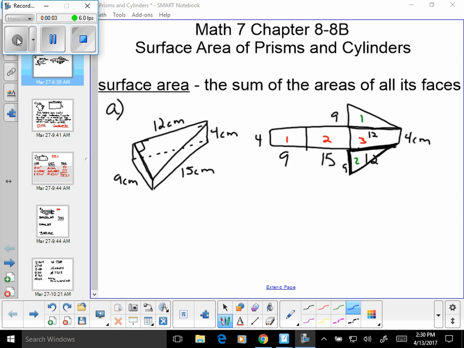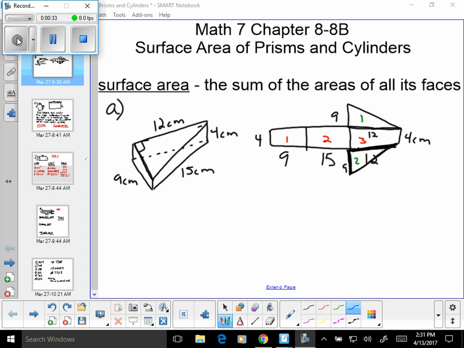Hello again, class. This is the lesson for Chapter 8.8b, which is on the surface area of prisms and cylinders. The surface area refers to the sum of the areas of all of its faces. Now, you have to remember that the word SUM means that you have to add up all the areas of all the faces. We're going to find the area of each particular face and then add them up.